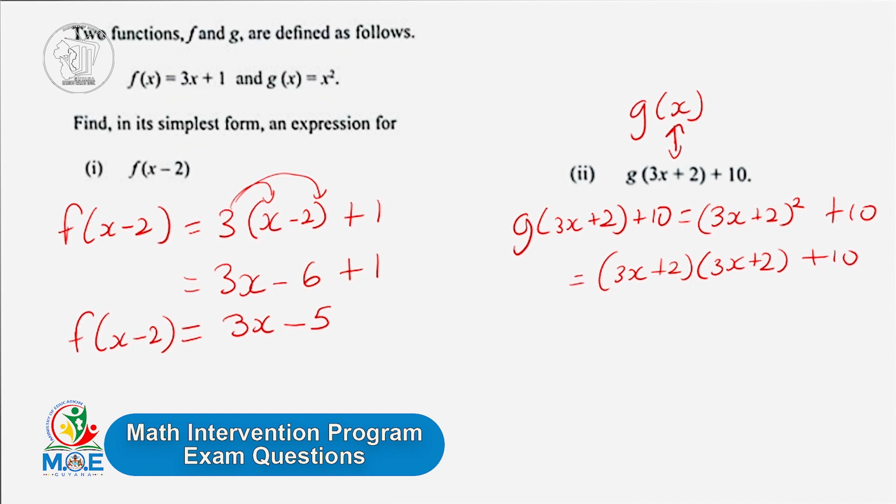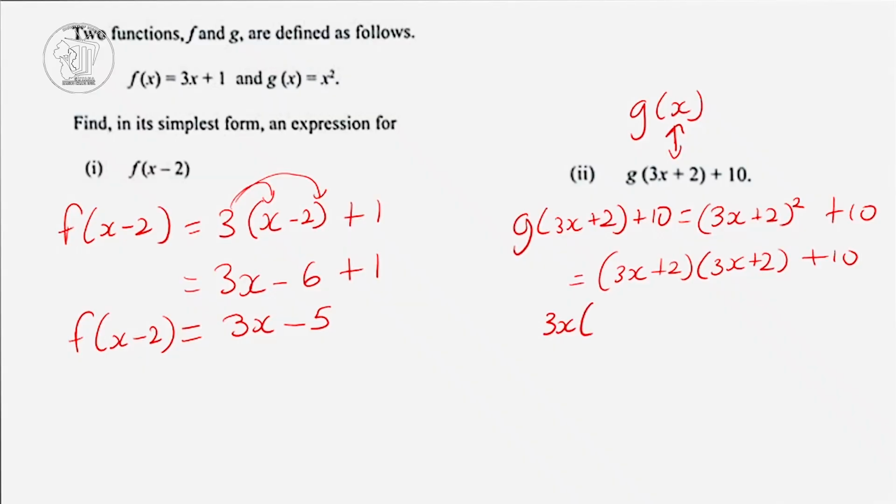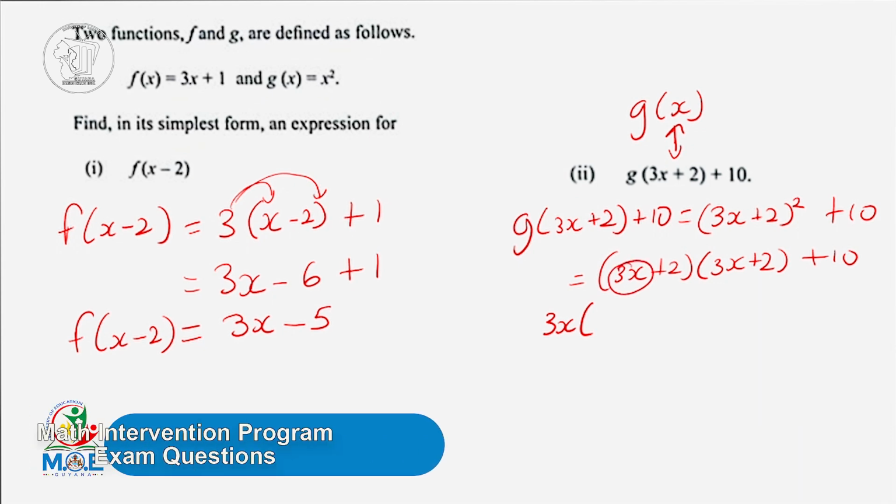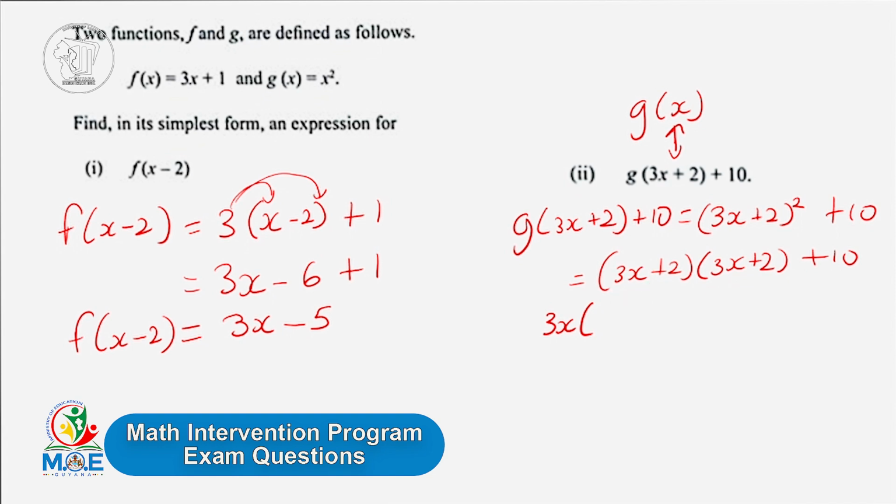And then we work this out, we have a bracket multiplying the bracket. So whatever is in the first bracket has to multiply everything in the other bracket. This will be 3x multiplied by everything in this bracket. So this will be 3x multiplied by 3x plus 2. And then now we take the plus 2 and we multiply by everything in the bracket. So this will be plus 2 multiplied by 3x plus 2. And this will be plus 10.